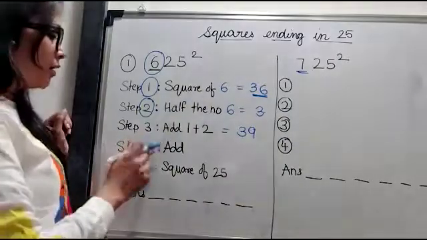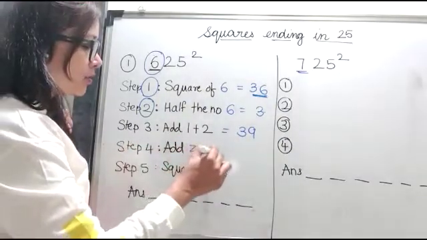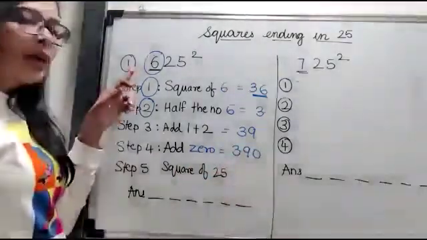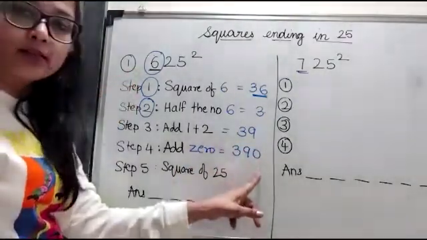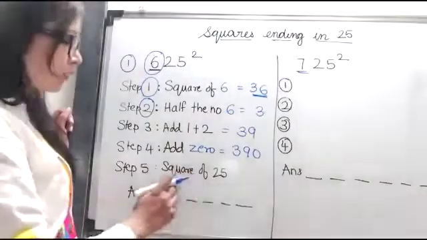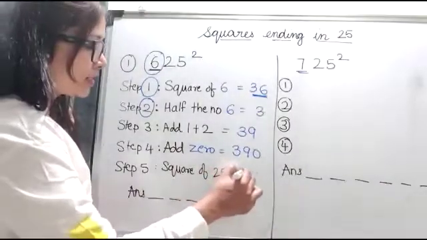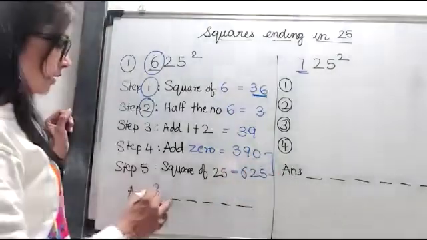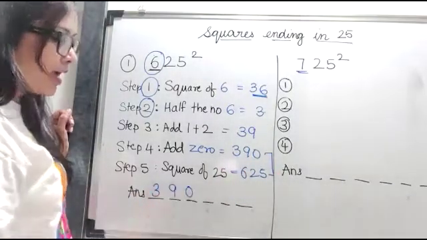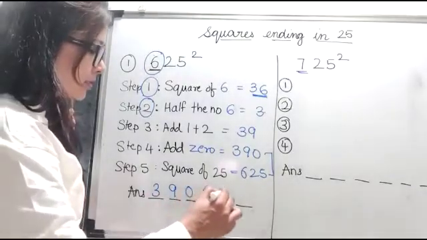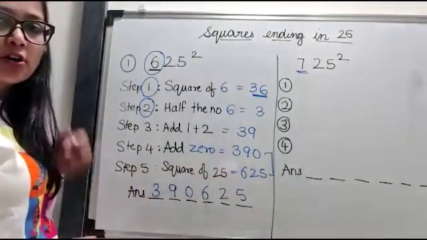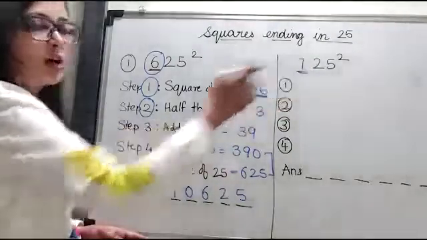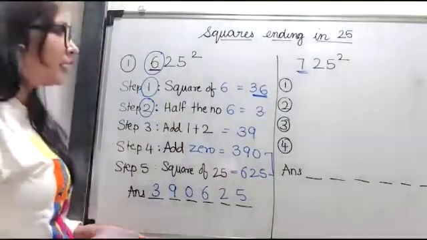Okay. Now the fourth step is add 0. Where will you add 0? In the number 39. Whenever you have an even number, you will be adding a 0. Now the last step is the square of 25, which is 625. So let's combine both answers. Write 390 and the square of 25 is 625. And this is your answer. Right? Very simple. Now I'll teach you how to deal with an odd number.